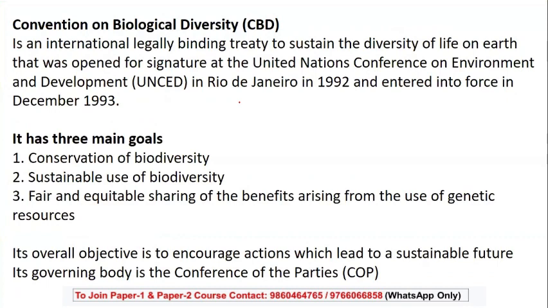Now, yes, we did all these things, but still, the Convention on Biological Diversity was an international legally binding treaty to sustain the diversity of life on earth, which was opened for signature in 1992 and came into force in 1993. The 3 goals of this were conservation of biodiversity, sustainable use of biodiversity, and fair and equitable sharing of benefits arising out of genetic resources. So this was the overall objective which led to a sustainable future. Its governing body is none other than the Conference of Parties, that is COP.